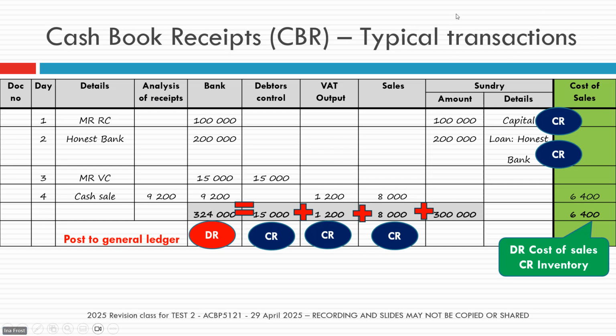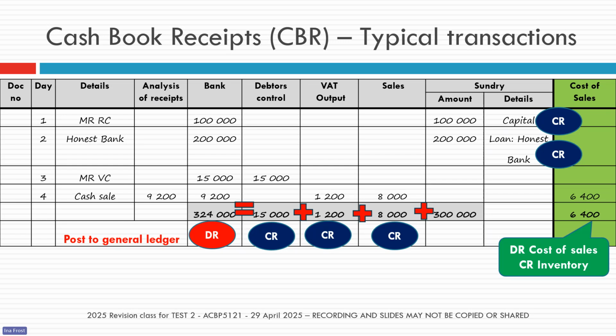Ina, one of the students also asked whether, when you add it here, the bank total should be 324,200 and not 324,000. Student, are you adding in the cost of sales? Because the cost of sales number mustn't be added in. Or did I make an adding error? I think you made an adding error there. Thank you, eagle-eyed student, for picking that up. I'll have to correct the slide.